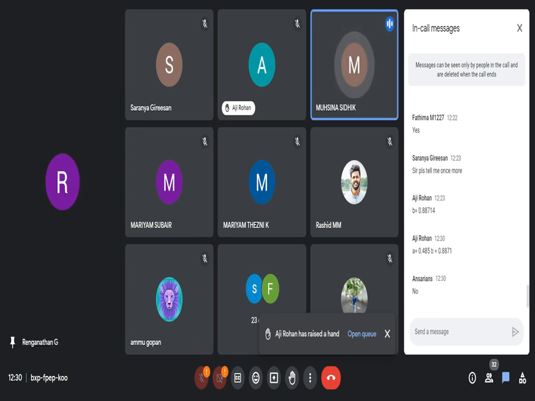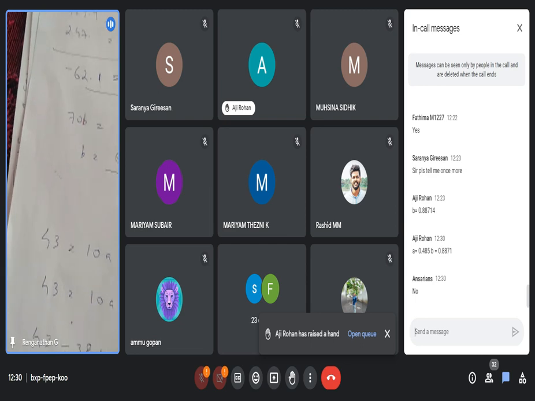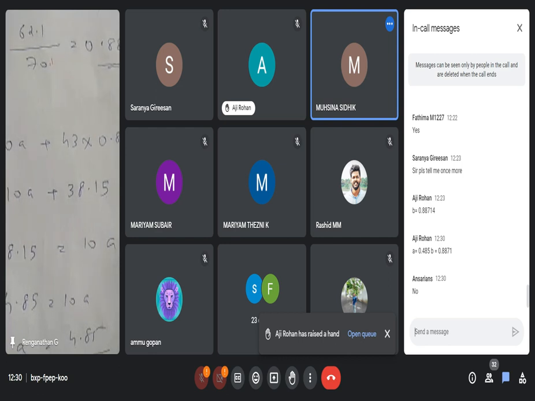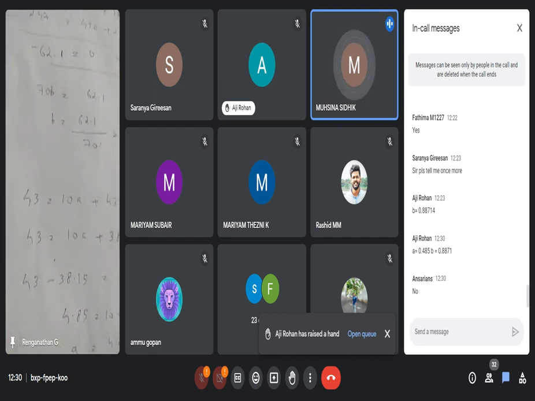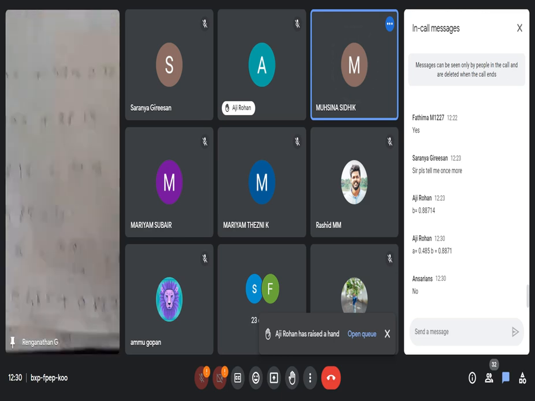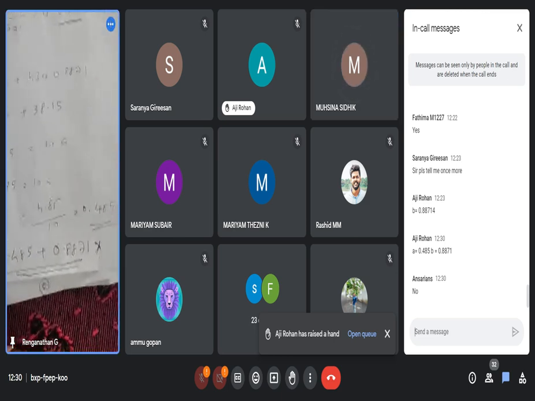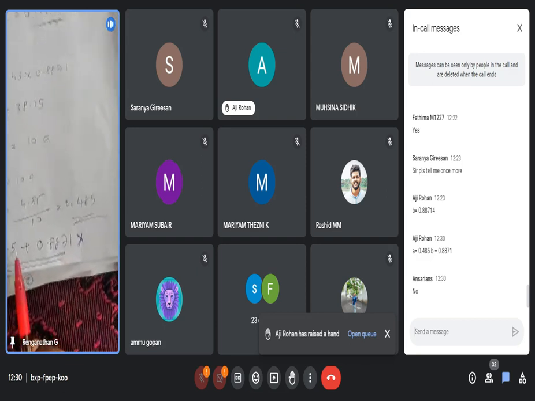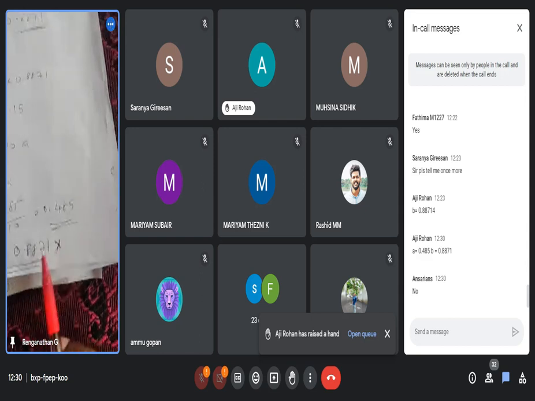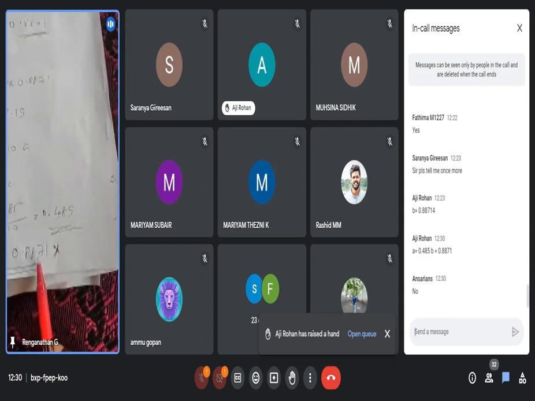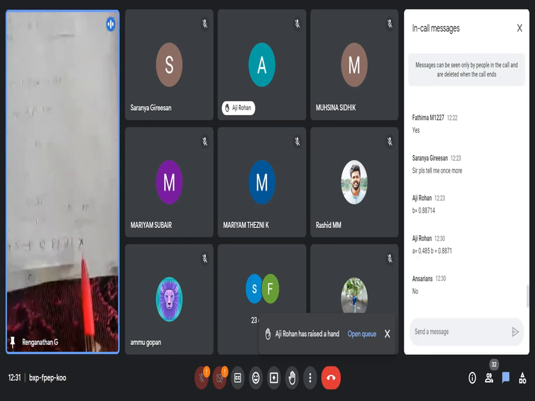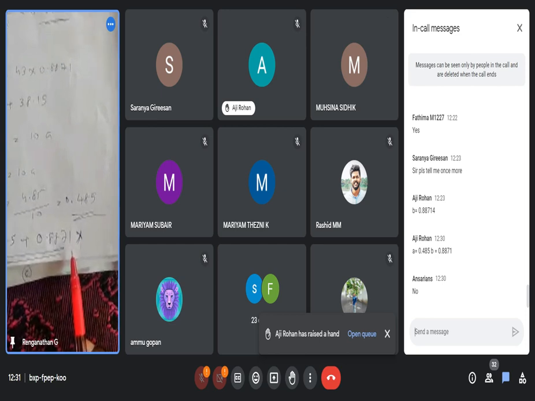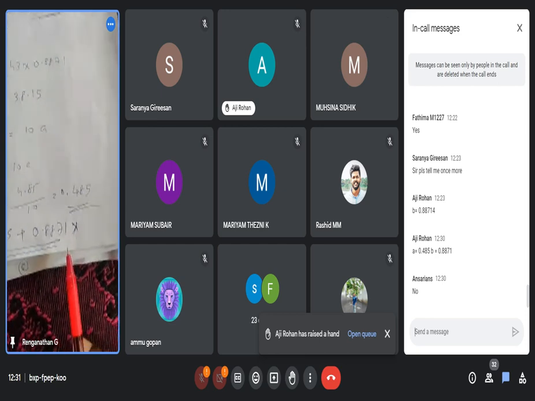Sir, last step once more, please. The last one is this: y is equal to, I applied the value of a here, which is 0.485. And then bx, in the place of b, I applied the value of b, that means 0.8871 x. So this is the equation. You want to clarify this? Okay, sir, I understood.